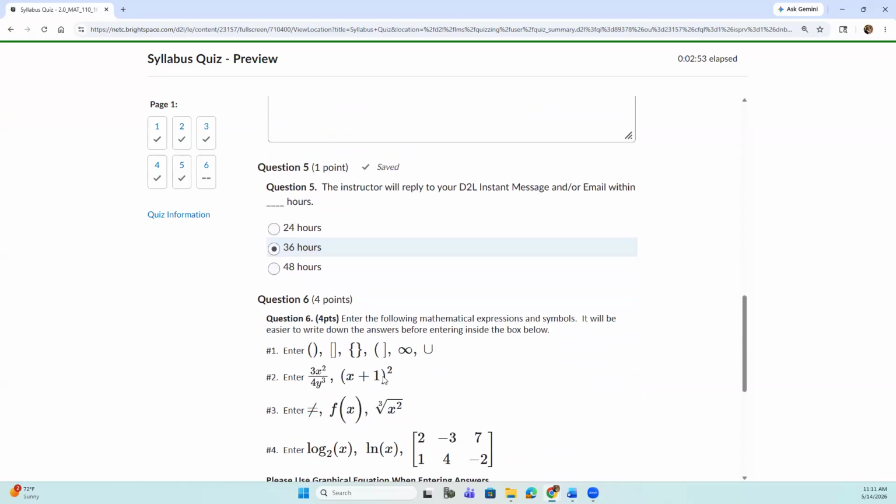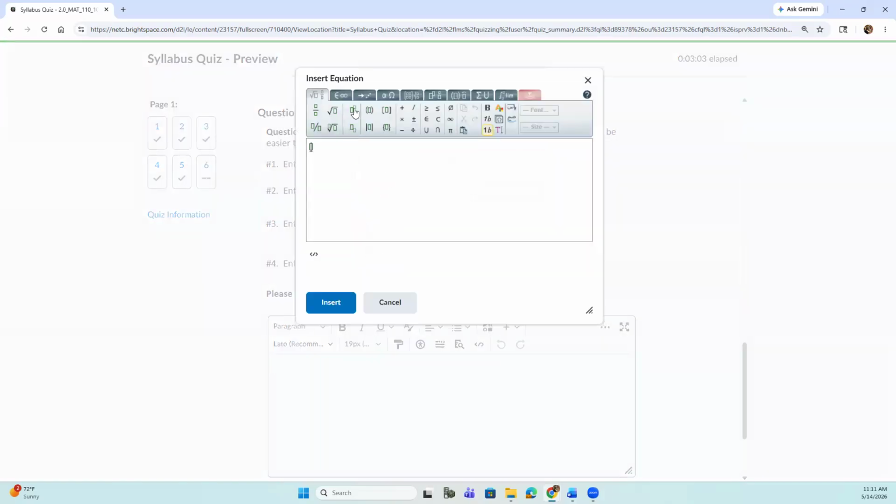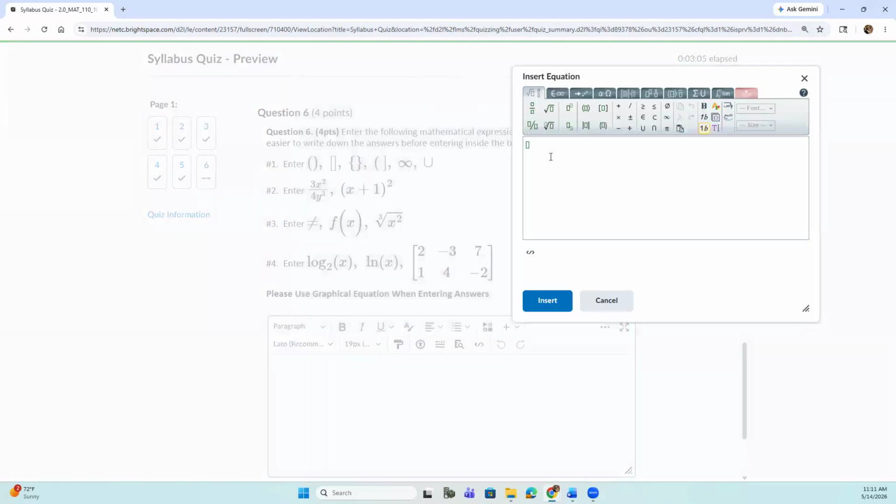Okay, let me show you how to enter some of these mathematical symbols. So I'm going to click on the box first. All right, plus sign, equation, graphical equation. I'm going to slide this over a little bit.